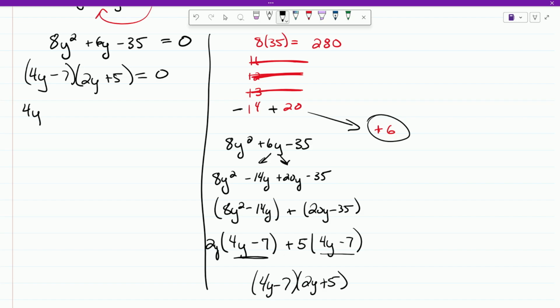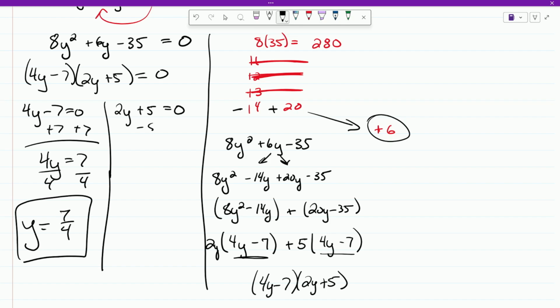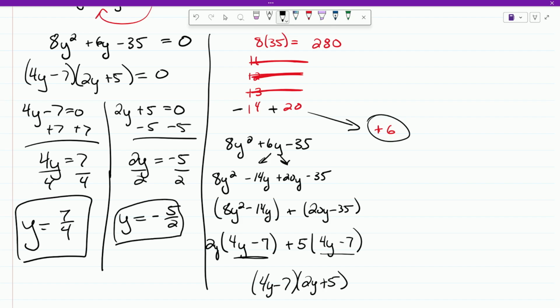I set each one of these equal to 0 because of the zero product property. And then I solve. I add 7 to both sides. That's going to give me 4y equals 7. Divide both sides by 4. For the first solution, y equals 7 over 4. And then for the second solution, I subtract 5 from both sides. That gives me 2y equals negative 5. Divide both sides by 2 to give me y equals negative 5 over 2.